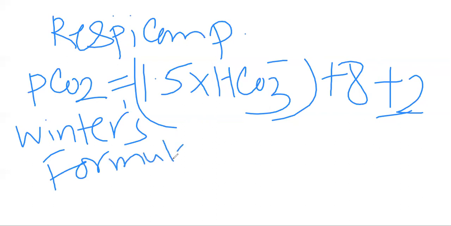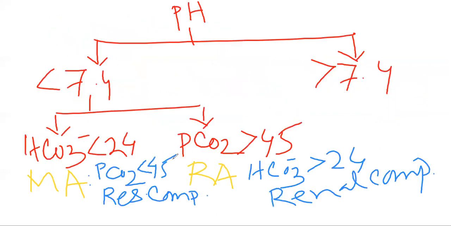So what I mean to say is that first you have to see the pH. If it is less than 7.4, then you have to check the bicarbonate. If it is less than 24, that means it is metabolic acidosis. At this level, PCO2 for compensatory function should be less than 45 millimeter of mercury. If it is less than 45, then you have to check whether it is purely a compensatory mechanism or there is some other secondary disorder present.